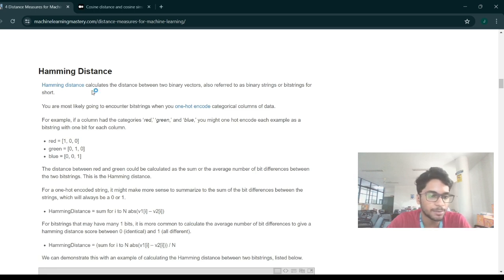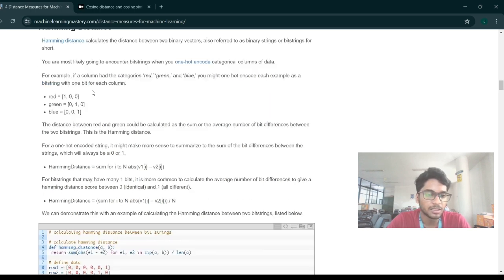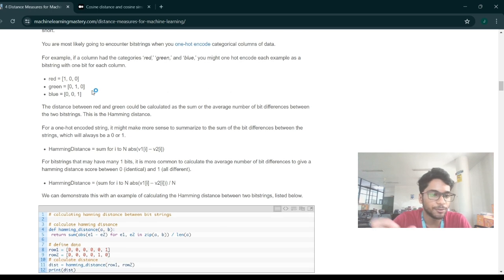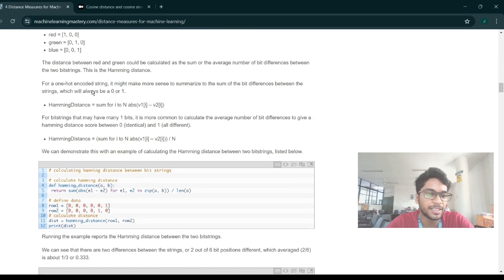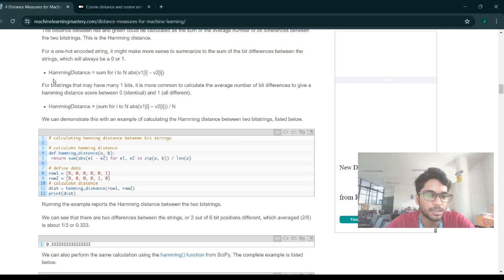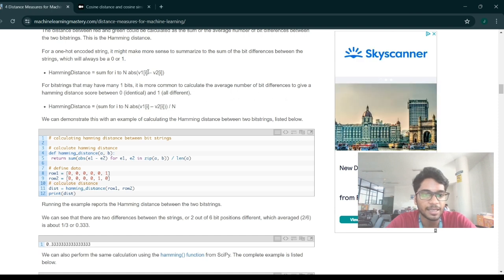Here is an example with three categories: red, green, and blue. Every category contains only one bit in each column. If you want to measure the distance between two categories, then subtract, for example, red minus green. Whatever difference you get, that is the Hamming distance. That is described in this formula: for every column you have to get the difference and then total it.